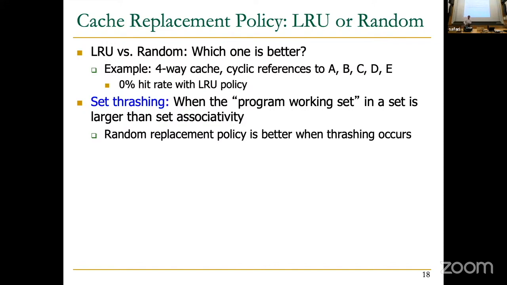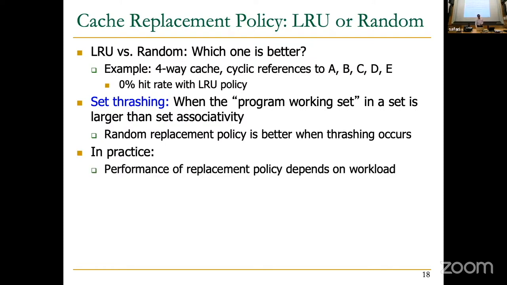When thrashing occurs, you can actually detect the situation with simple mechanisms, right? You can detect whether you're getting a 0% hit rate, and you can switch to random replacement policy. That's one of the things that we have evaluated many times, and we've shown that that's a better idea than just keeping on having 0% hit rate. Okay, so in practice, performance of replacement policy very much depends on the access pattern. And I just gave you an example. This is the worst case access pattern for LRU. It's much better for random.